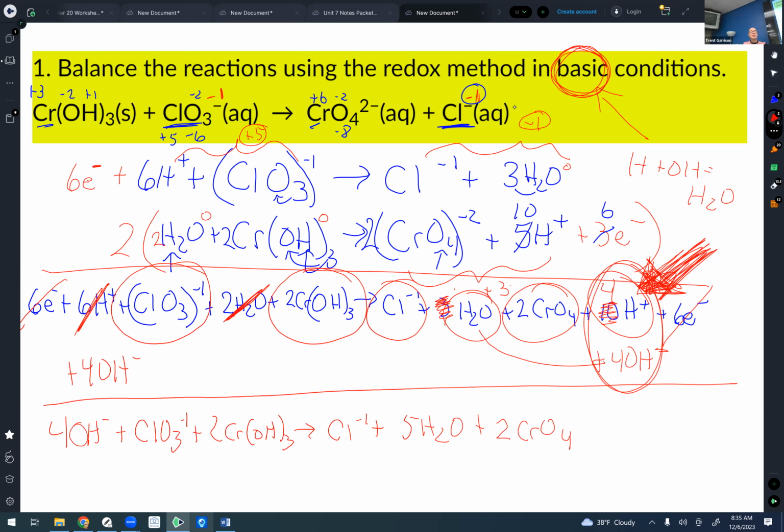So that's the final step: if your answer ends with H's, that's acidic, and that's what most of what we've been practicing has dealt with. But if it asks for a basic condition, the final step is to add the same number of OH's to both sides that you have of the leftover H's. If you didn't have any H's, it was already in a neutral state, so you wouldn't have to do anything. But that's not going to be the problem that you get.